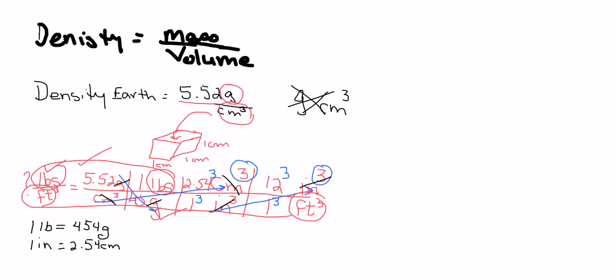You can take out your calculators. Multiply 5.52 times the 1 times the 2.54 cubed. You got to put the cube in there. 12 cubed divided by the numbers in the denominator. I'll go to the next slide.